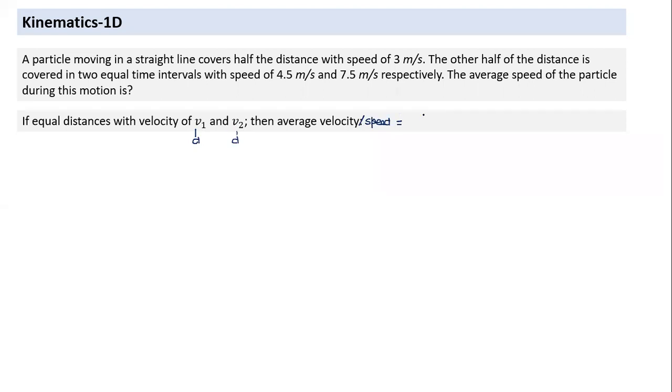So what is the average speed? It is always total distance by total time. The total distance traveled is 2d. Time taken is t1 and t2. t1 is d by v1, and the second time is d by v2. If we simplify, it comes to 2d divided by d times (v1 plus v2) divided by v1 v2. D gets cancelled, which is equal to 2 v1 v2 divided by v1 plus v2.